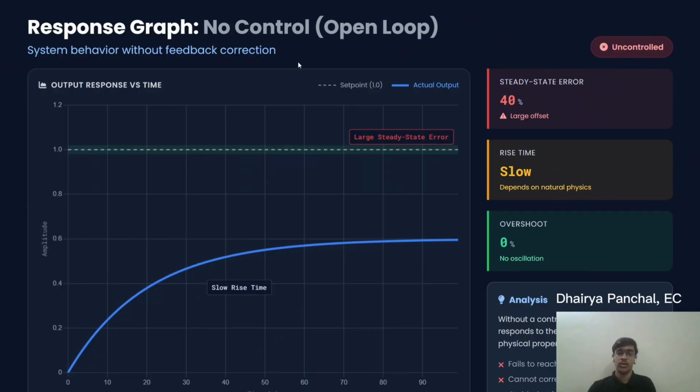Response of the graph, no control. So if you have no control, right, you are not using PID, then first thing your system is very unlikely to reach to steady state, right? Your rise time is very slow, depending on how much subject input you have given and what your system is like. Overshoot doesn't happen, that is one thing. Your system would never overshoot or oscillate infinitely. But your system never reaches 1.